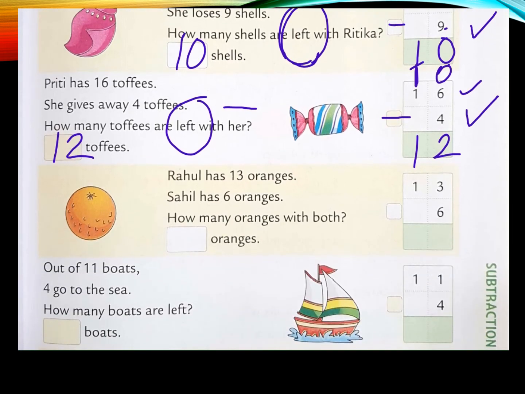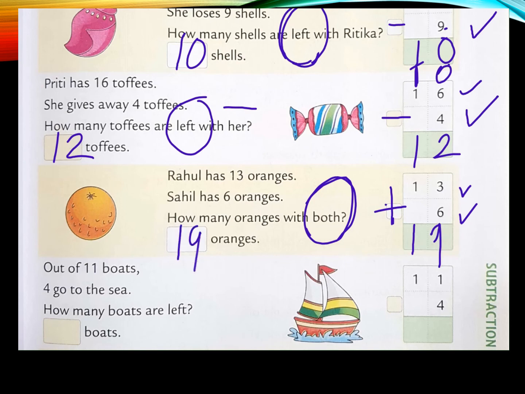Rahul has 13 oranges. Sahil has 6 oranges. How many oranges with both? Both means 2 together. Together is plus. So 13 plus 6 is 13, 14, 15, 16, 17, 18, 19. So 19 oranges.